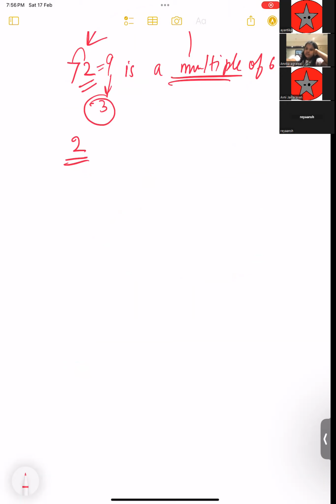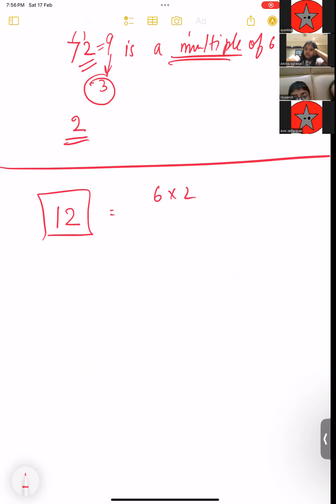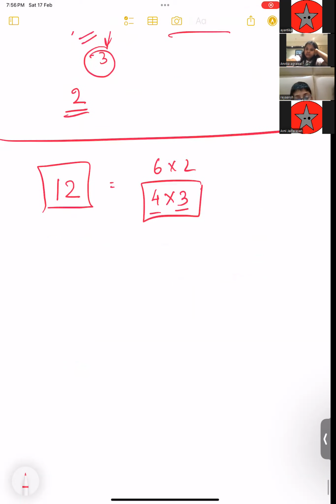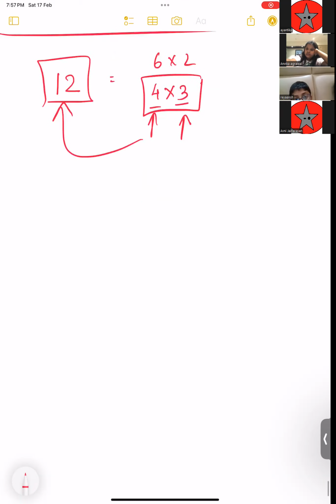Very bad. Now, same goes for 12. See, 6 times 2 is also 12, right? But we have to look at the multiple of prime numbers. So, any number that is divisible by 4 as well as 3 will indirectly be divisible by 12. Let's check. 48. Okay?